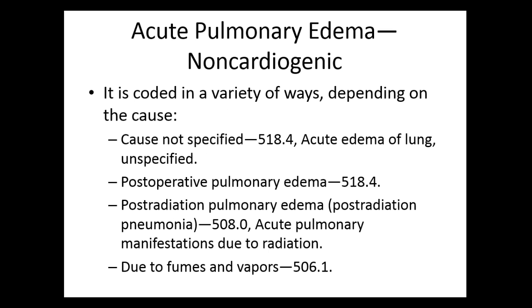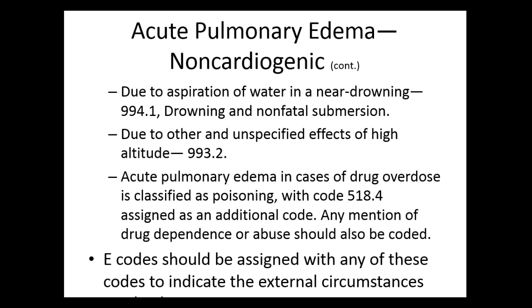Acute pulmonary edema of non-cardiogenic origin occurs in the absence of heart failure or other heart disease, and it is coded in several different ways depending on the cause, whether it be acute edema of the lung, a post-operative pulmonary edema, or post-radiation pulmonary edema, or due to chemicals such as fumes and vapors. It's also possible to be due to aspiration in a near-drowning situation, or when an individual has suffered the effects of high altitude. E-codes should be assigned with any of these codes to indicate the external circumstances.